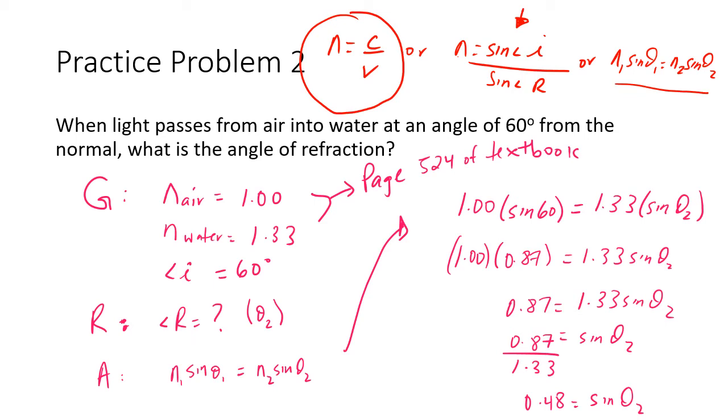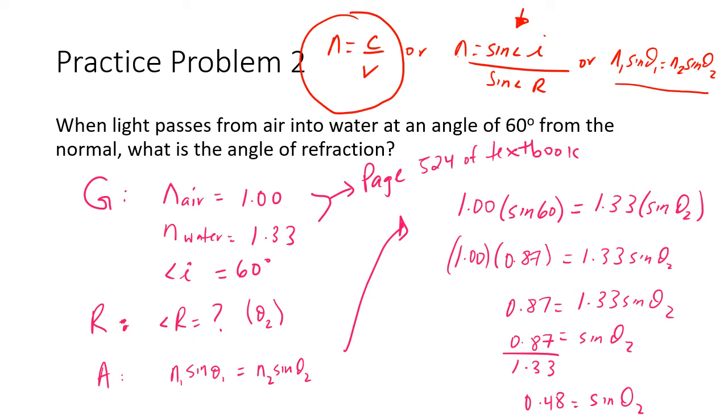So given that the angle of incidence is 60 degrees, I can definitely find the angle of refraction. I can just substitute all these values into my formula: N1 sine theta 1, which is the angle of incidence, is equal to N2 sine theta 2, which is the angle of refraction. On the right-hand side of this slide, I'm going to plug in all my values, which I've already done.